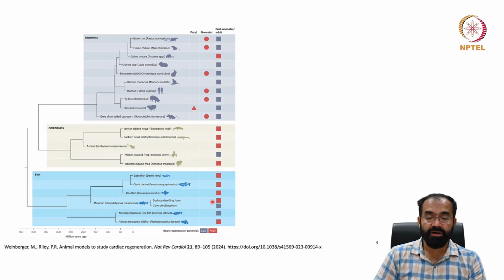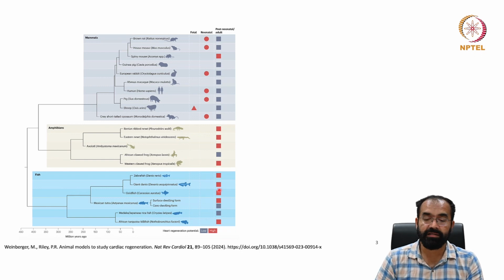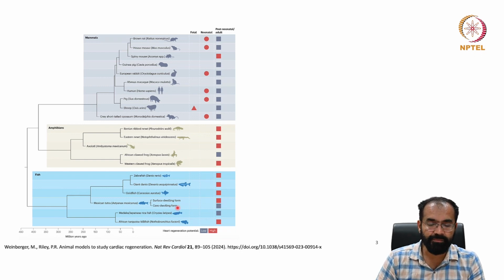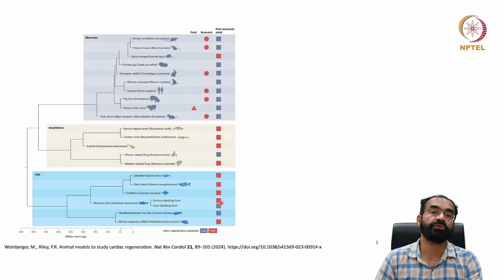And when it comes to zebrafish, nobody bothers to study fetal and neonatal heart because the adult regenerates excellently. The exception being the Mexican tetra. It has two forms, a surface dwelling form and a cave dwelling form. The surface dwelling form adult has good regenerative ability, whereas the cave dwelling form has the least regenerative ability.